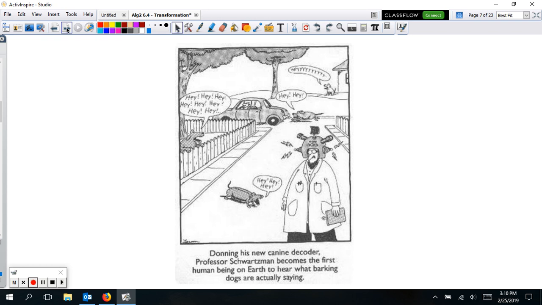But first, let's go to a little cartoon, a little Far Side cartoon. So here's this guy here with the big thing on his head. Donning his new canine decoder, Professor Schwartzman becomes the first human being on Earth to hear what barking dogs are actually saying. And so you can see what they're all saying: hey, hey, hey, hey, hey. And the one in the back here is like, hey, or something like that. And he's probably howling.